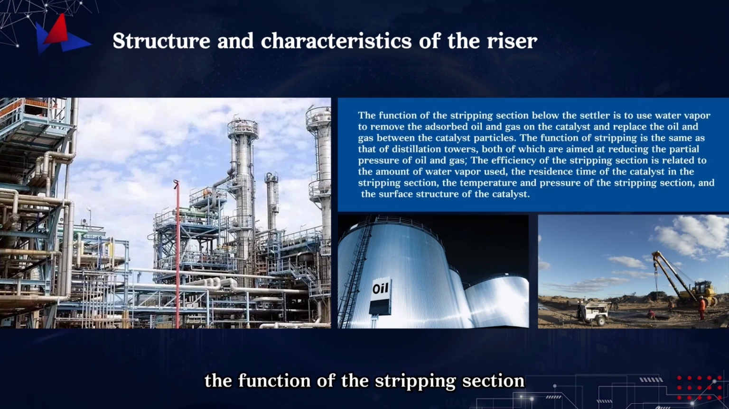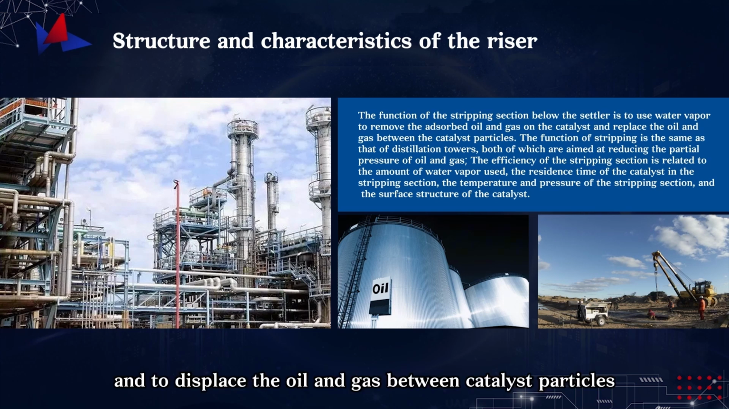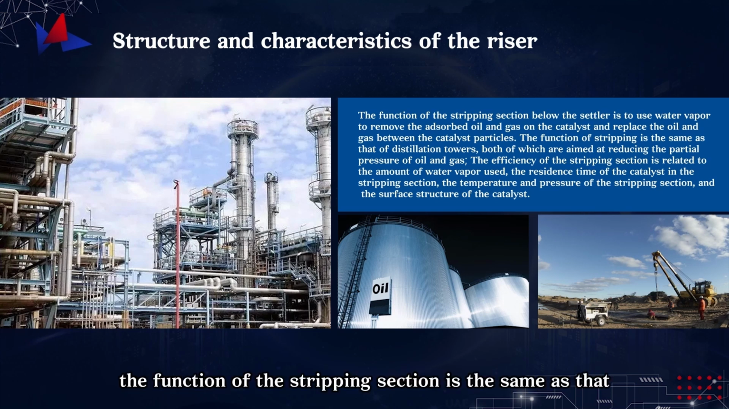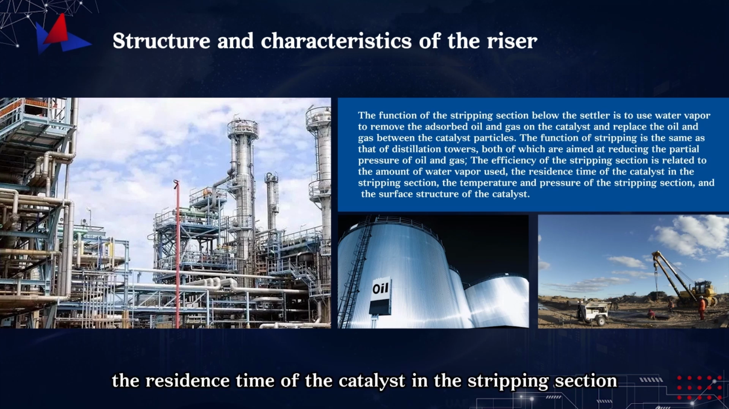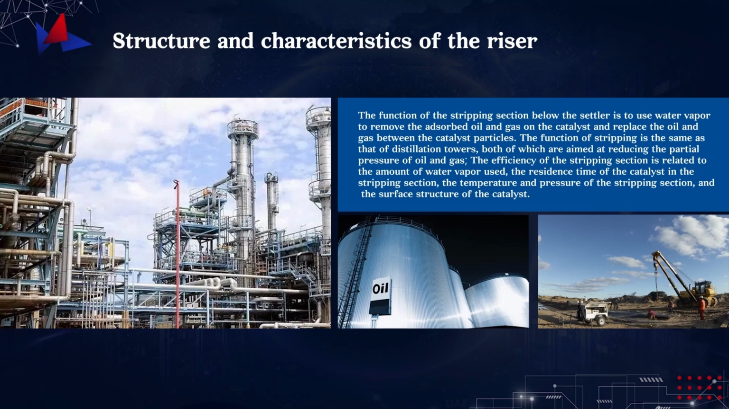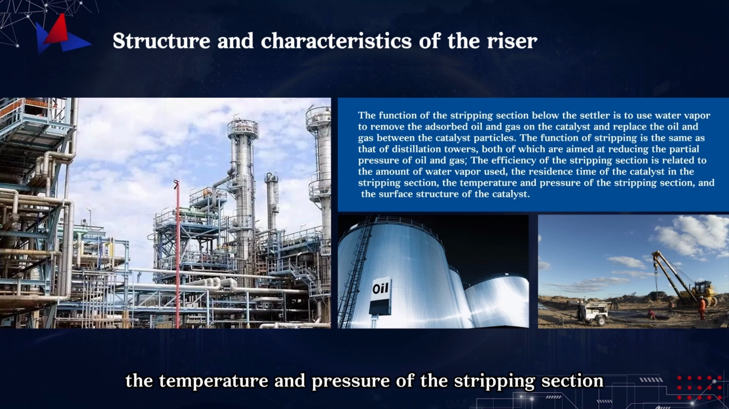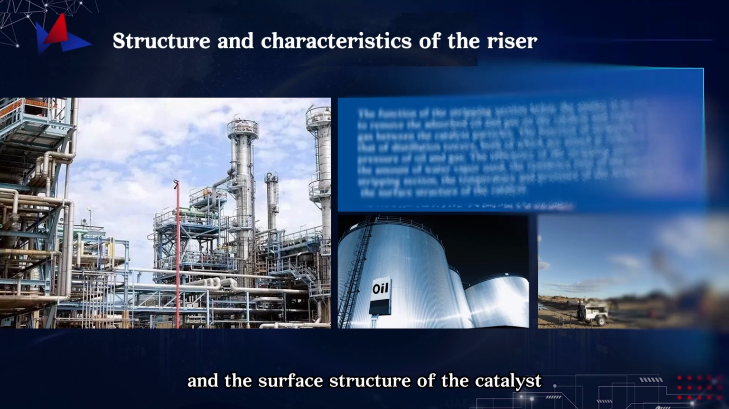The function of the stripping section at the bottom of the disengager is to use steam to strip the oil vapor and gas adsorbed on the catalyst, and to displace the oil and gas between catalyst particles. The function of the stripping section is the same as that in distillation columns, both to reduce the oil vapor partial pressure. The efficiency of the stripping section is related to the steam usage, the residence time of the catalyst in the stripping section, the temperature and pressure of the stripping section, and the surface structure of the catalyst.